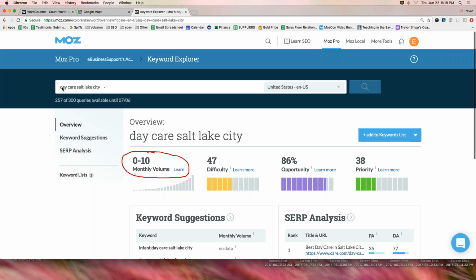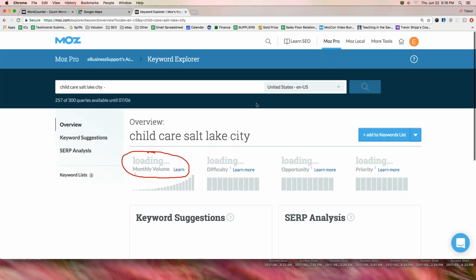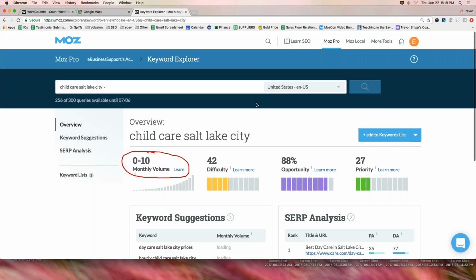Now, we just typed in one example. That's daycare Salt Lake City. What about this one? What about childcare Salt Lake City? Let's do a search for that and see if that gives us anything. Remember, people search in different ways. See, this is another one. It gave us 0 to 10. So we could guess maybe 5 for that. So I would make a note and I would say, okay, maybe there's another 1 or 2 searches a month for childcare Pleasant Grove. And I'd make a note, right? So on and so forth.